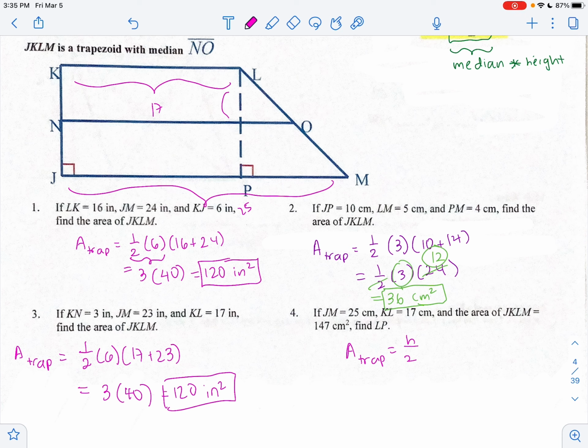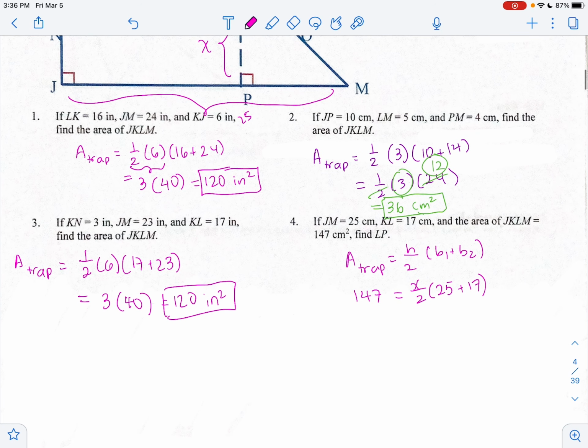If I go back to the diagram, we're going to call LP x, and if I look at the diagram, that's going to be my height. So for the area of the trapezoid, I'm going to substitute 147. The height is what I'm trying to solve for, which I can call x, so x over 2. And the bases they give me information on, so 25 plus 17. If I add 25 and 17, I get 42. So 147 equals x over 2 times 42.